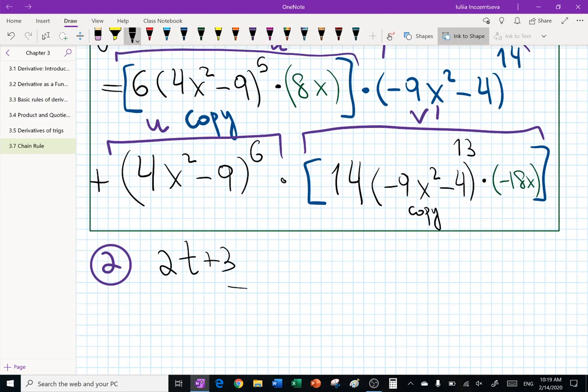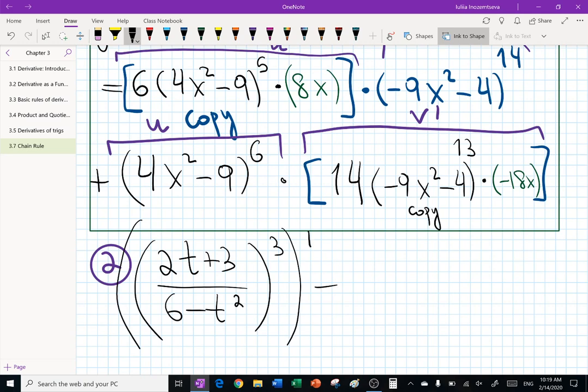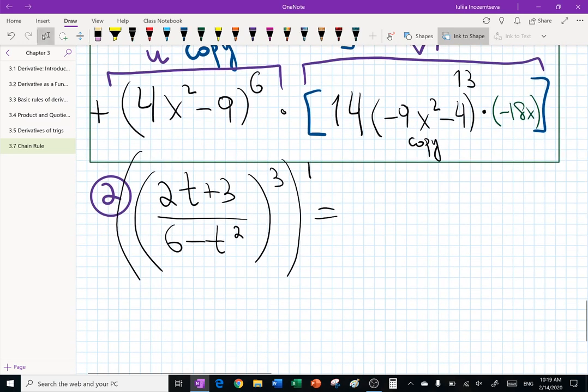(2t plus 3 all over 6 minus t squared) cubed, and then all of this prime. Interesting. I do see quotient rule here, and I see cubed outside. What people usually get stuck with is where to start. How is it even going to work out? Same idea: try to find out what is the last step you're going to do in this mess.